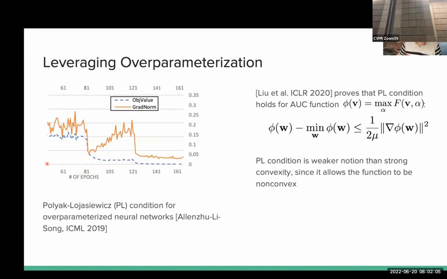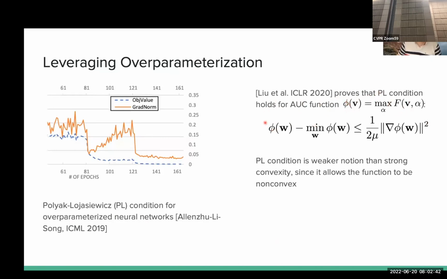The horizontal axis is the number of epochs, and the vertical axis is the objective value. Some norm, and they can show that during the training, the gradient norm is always an upper bound of the objective value. This mimics the so-called Polyak-Lojasiewicz PL condition for over-parameterized neural networks. They proved that it holds for over-parameterized neural networks. And Liu et al. built on this insight. They proved that the PL condition holds for the AUC function like this, where phi v is the inner max function.